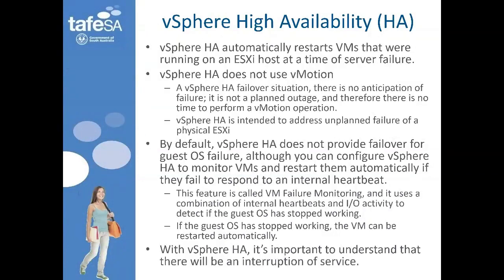But basically, high availability does not use vMotion. High availability is a failover situation, so there will be a downtime as opposed to vMotion. So there's no anticipation of failure. It is not a planned outage, therefore there's no time to perform the vMotion operation. The high availability is intended to address unplanned failures of the physical ESXi. That's the number one thing.